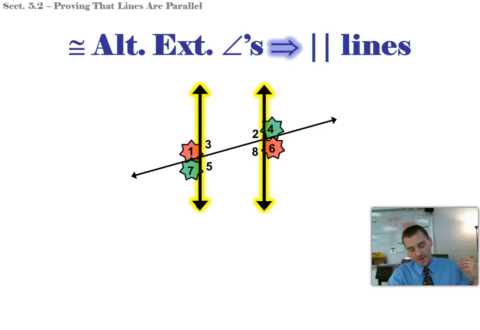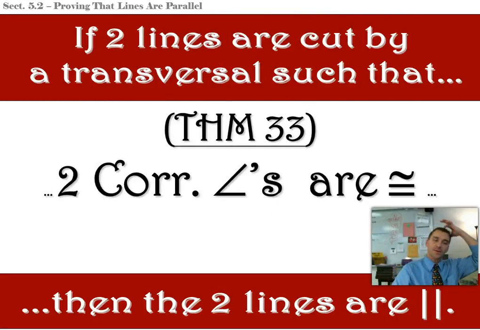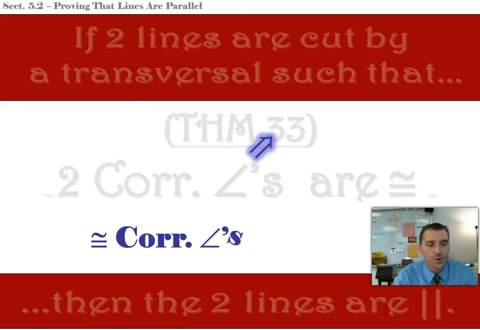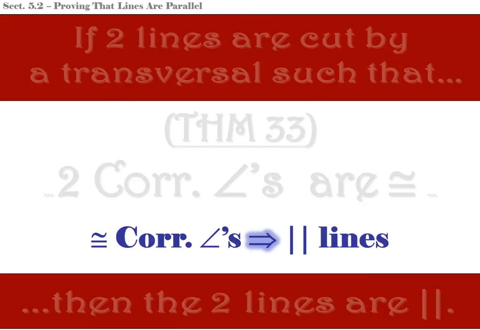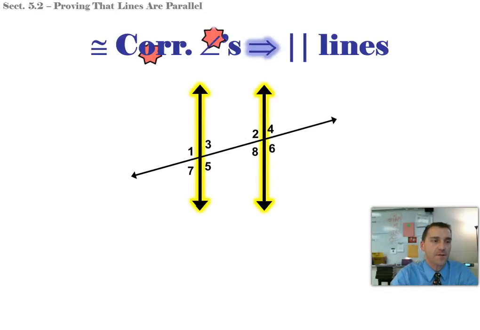Okay. Next line, the middle one in the actual graphic organizer. Theorem 33. If you can show a pair of corresponding angles are congruent, then that means the actual lines are parallel. Here's your shortcut: congruent corresponding angles imply parallel lines. Here's your picture. If you want to show that these lines are parallel, here's the scoop.